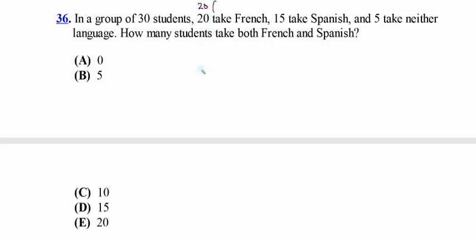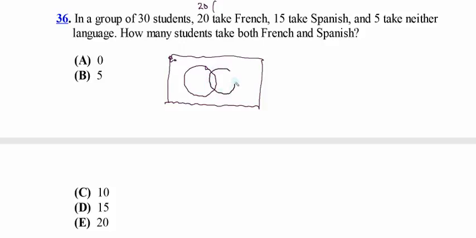Okay. Now how do you do this? First, you put the box here. Then you have the universal set. So let's say this is French, this is Spanish. Now 5 of them take neither. That means 5 of them are outside here. Okay, outside here means they don't take French, they don't take Spanish.